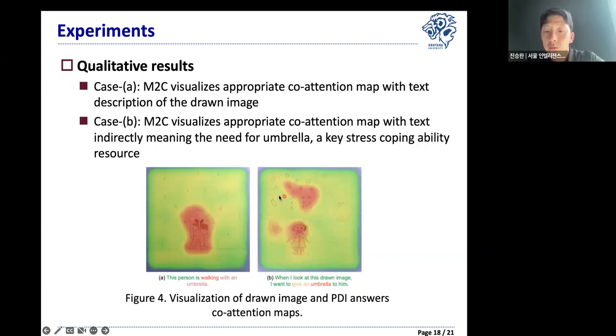And ground truth of case B is stressed, and our model also predicted it as stressed. According to the context of the subject's answer, it can be seen that the person in the image does not have an umbrella, which is one of the coping ability resources. Additionally, considering the feature of rain and the facial expression of the person in the drone image, we can see that our model predicted it well.